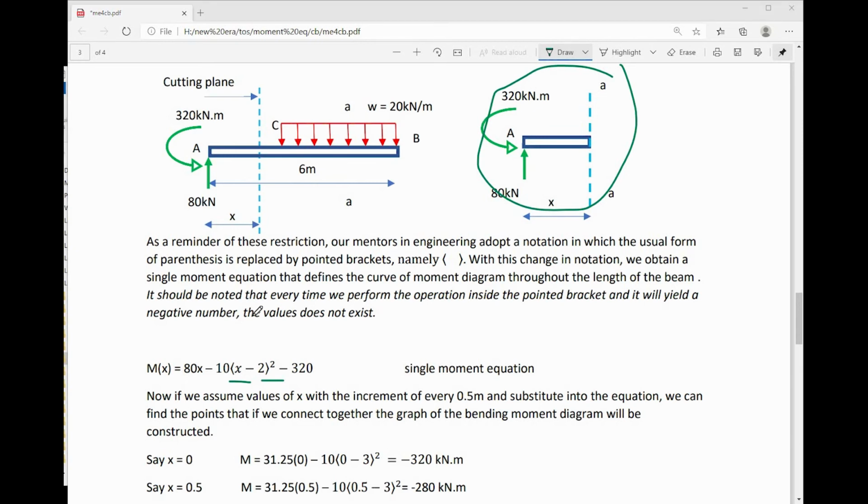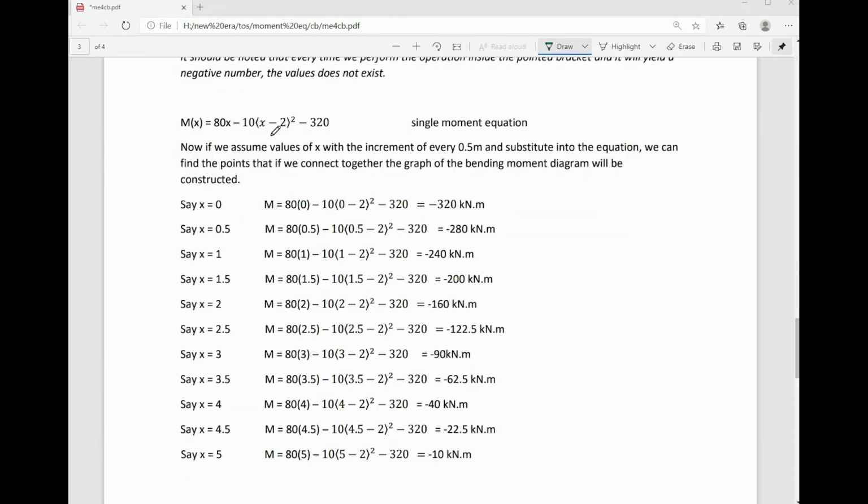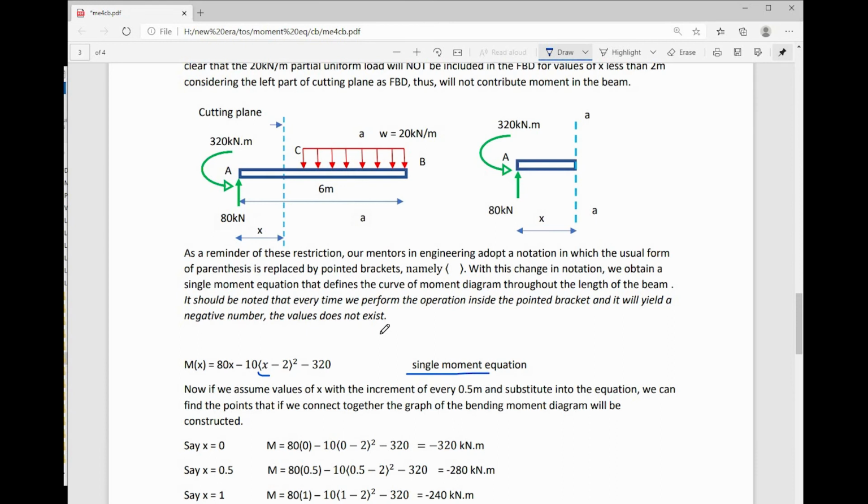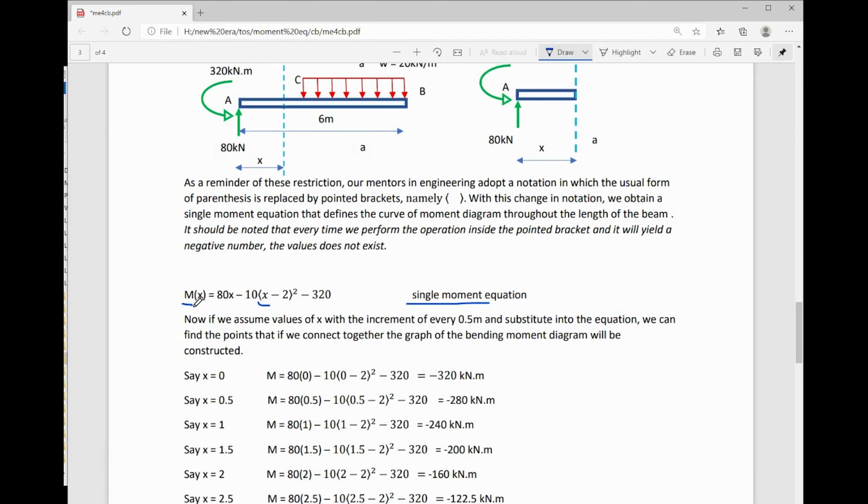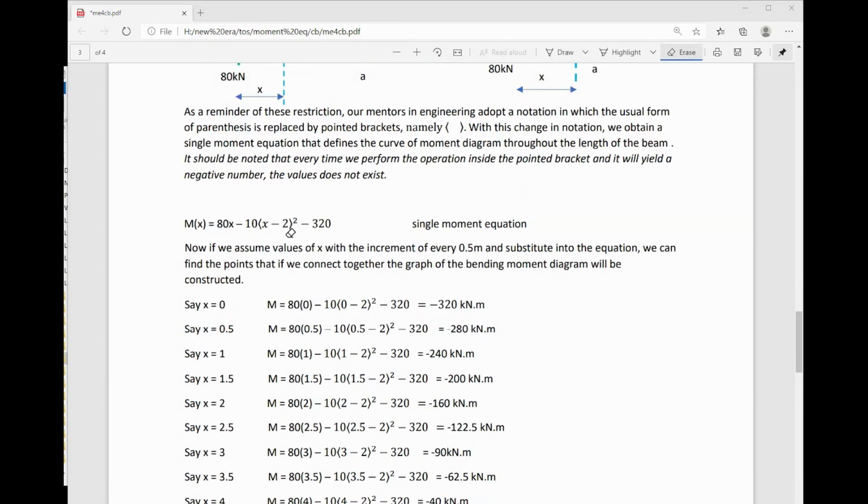With this change in notation, we will obtain the single moment equation that defines the curve of the moment diagram throughout the length of the beam. We should always remember that every time we perform the operation inside the pointed bracket and it yields a negative answer, then the term containing the pointed bracket will not exist. If we now assume values of x with an increment of 0.5 meters, we can obtain the corresponding values of moment. If we connect them together, the graph of the bending moment diagram will be constructed.